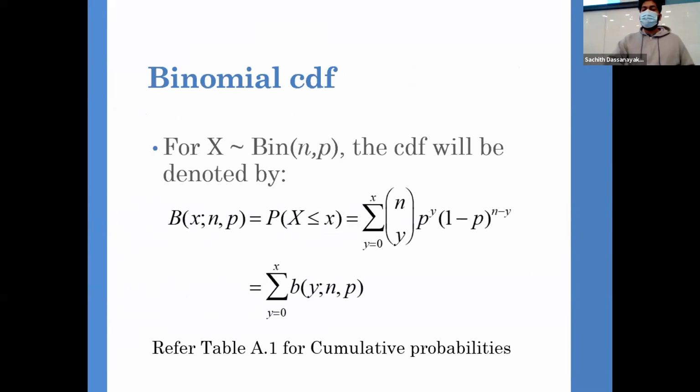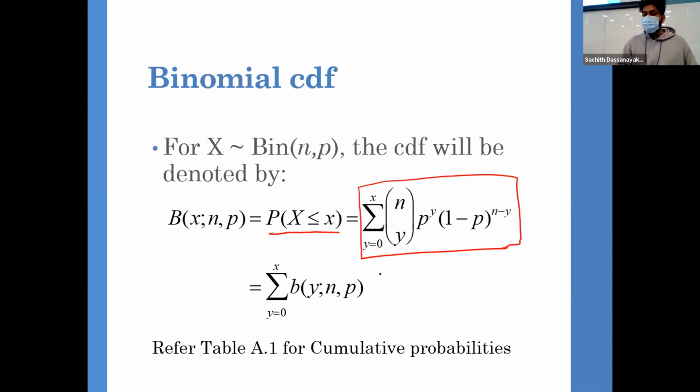Okay, binomial CDF. CDF always counts all probabilities from the beginning up to that particular point. That's the normal idea of CDF. So same here: the CDF considers the probability of capital X less than or equal to small x. We can calculate that using our binomial PMF.